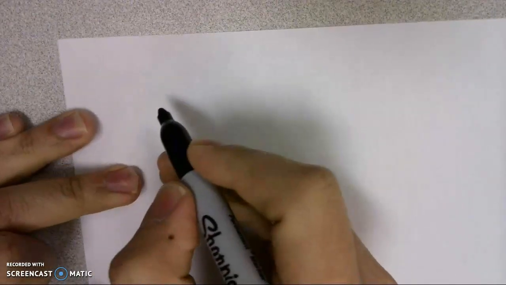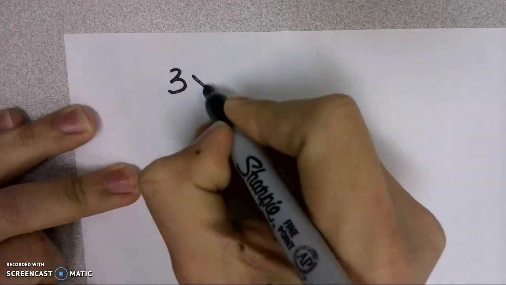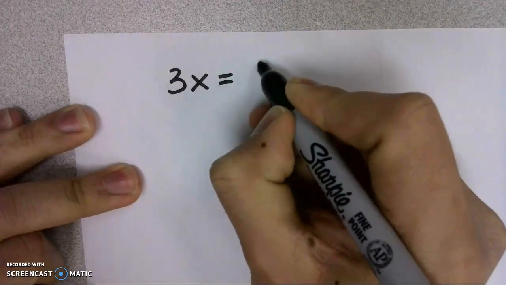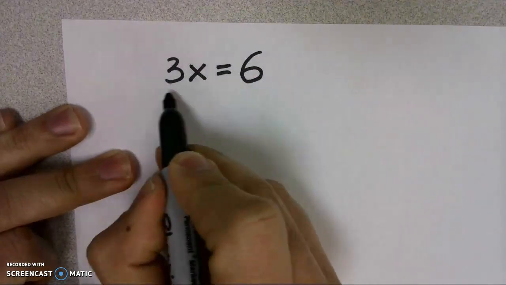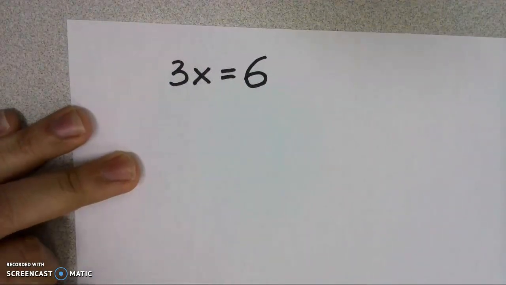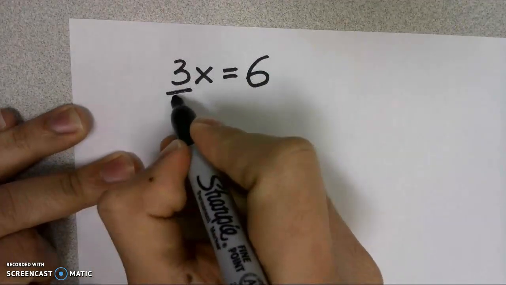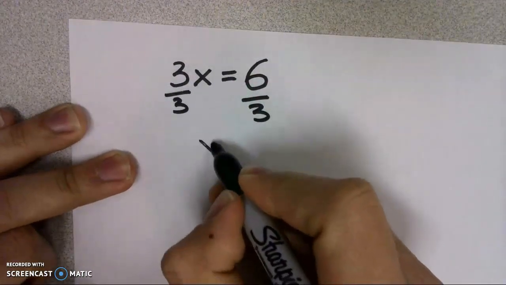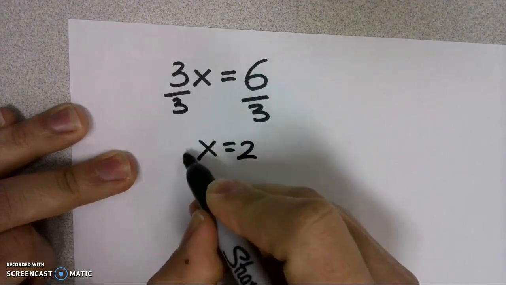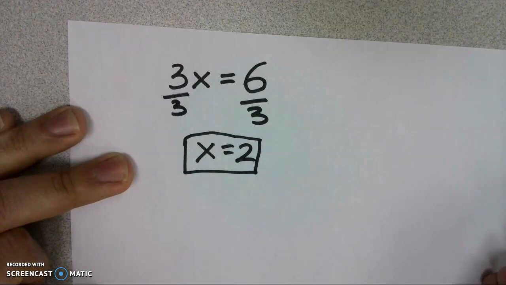So let's see this one. If I say 3x equals 6, right? And you know that these two are multiplying, so what is the opposite? You have to divide. So, divide by 3, divide by 3, x equals 2. Does that make sense?